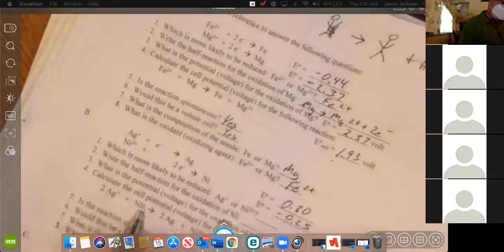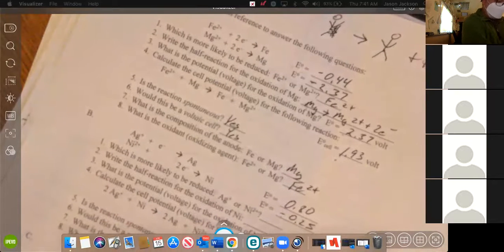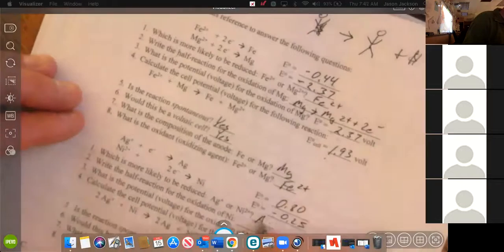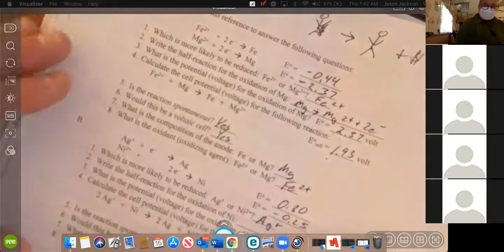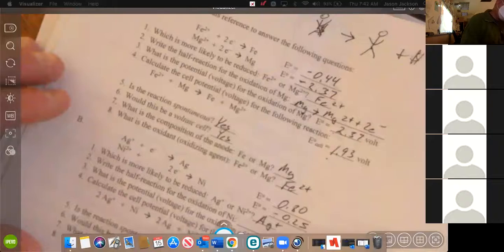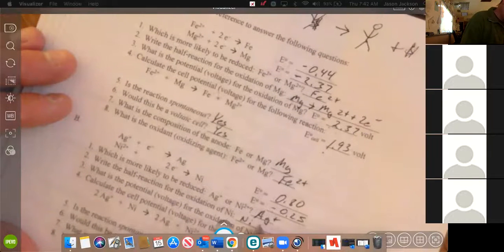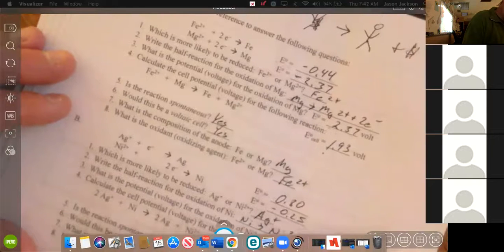So if we take a look, which one is more likely to be reduced? Which one has the biggest reduction potential? Silver for sure. All right, a half reaction then of the nickel. What are we going to do to it? Flip it. Right? Don't get too casual with it.